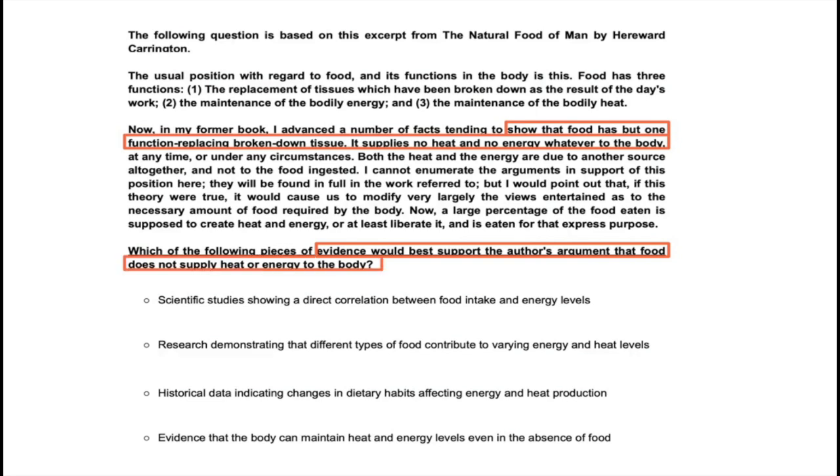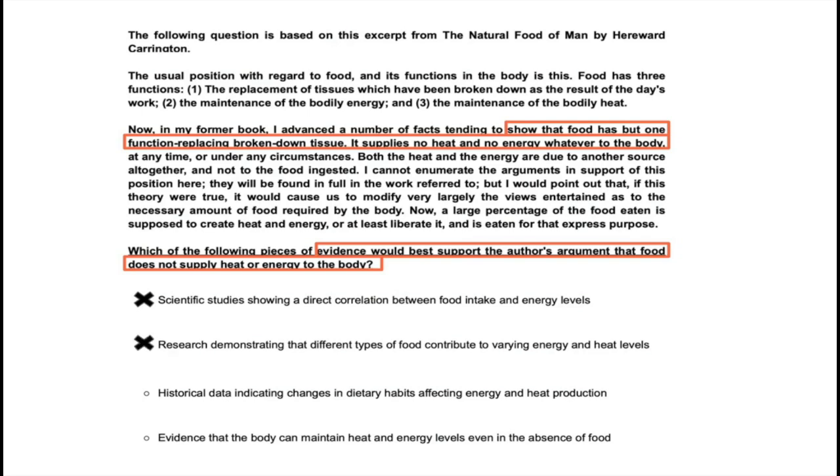Our first option is scientific studies showing a direct correlation between food intake and energy levels. That evidence would not address the argument that food does not supply heat. It only talks about the energy levels, so that would not best support the argument. Next, research demonstrating that different types of food contribute to varying energy and heat levels. Well, the author's argument isn't about different types of food and their contributions to heat and energy levels. So again, that evidence would not best support the author's argument.